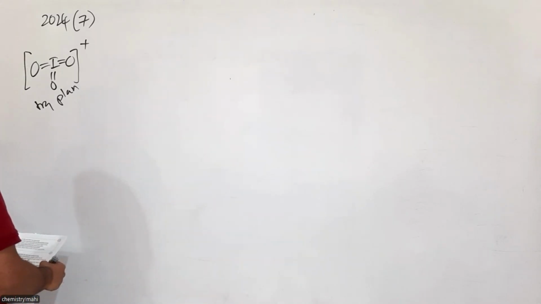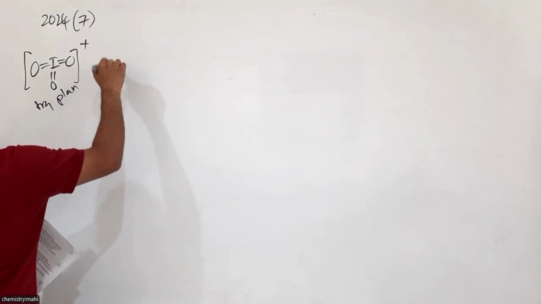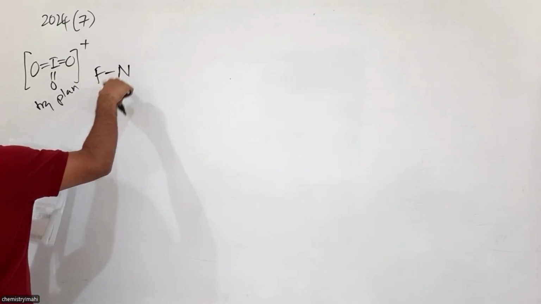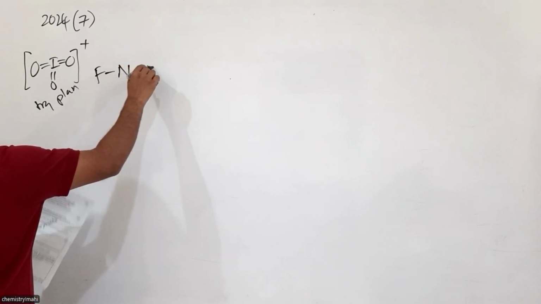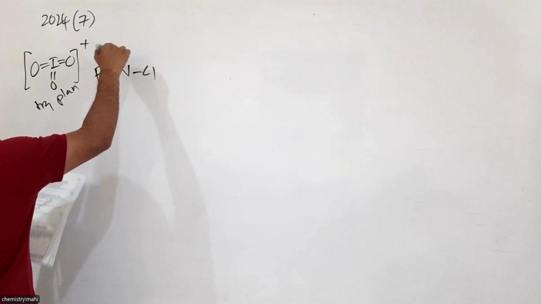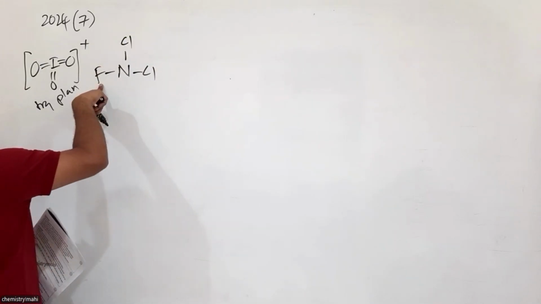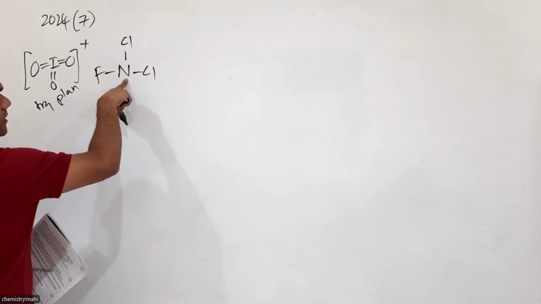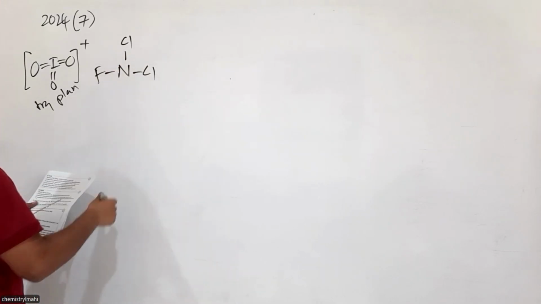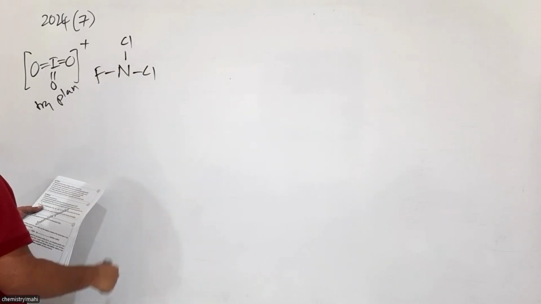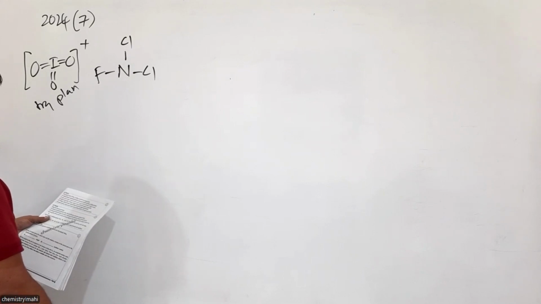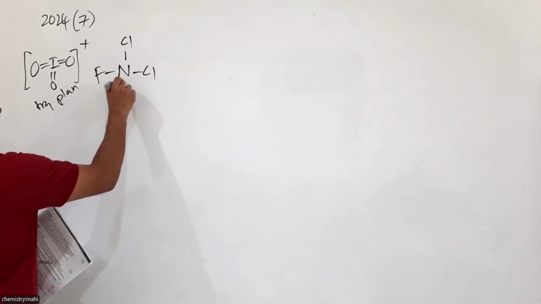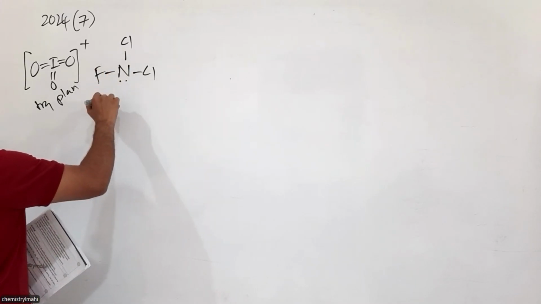Next, NFCl2. Nitrogen should be the central atom. F is bonded to nitrogen, then there are Cl2. Because fluorine can never be central, it should be nitrogen according to valencies. So NFCl2. Nitrogen has single bonds, 3, and we have one lone pair. It's 3 and 1, trigonal pyramid.